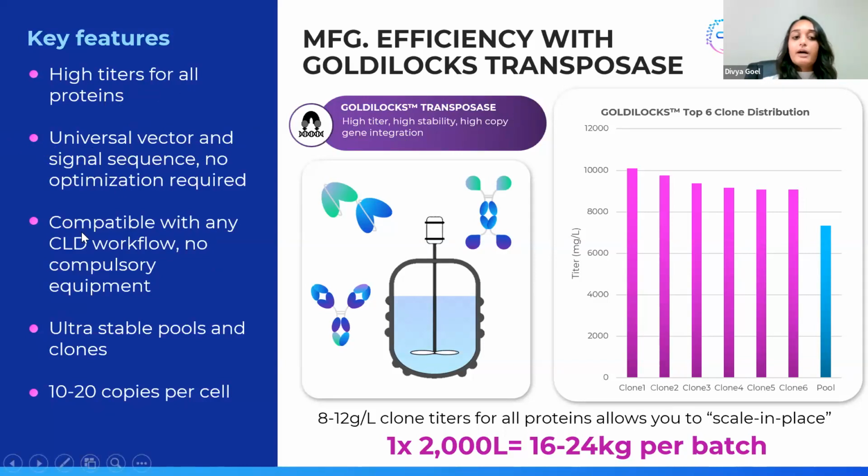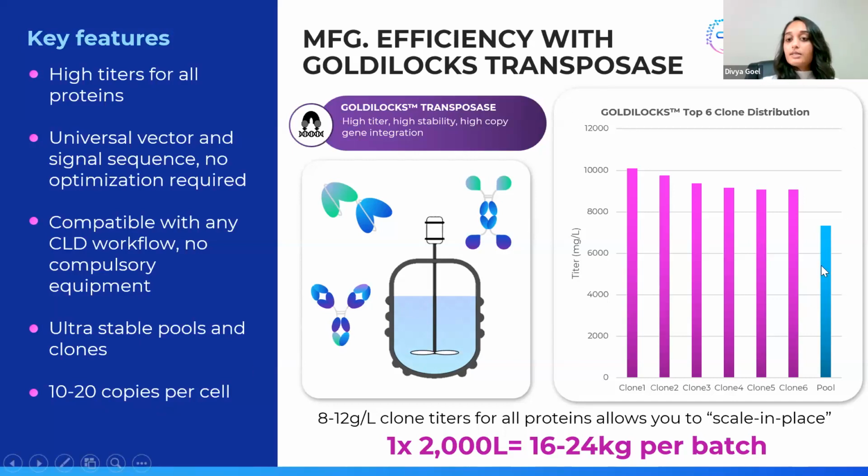Similarly, our cell line development workflow is extremely simple and compatible with almost any CLD workflow, so there's no need for any sort of compulsory equipment. We have done even basic limiting dilution subcloning, looking at 50 clones, and we've been able to identify extremely high productivity clones. Furthermore, the Goldilocks transposase confers very high stability to the resulting clones and pools, which allows for a lot of flexibility in development. Overall, since it is a question we are commonly asked, there are about 10 to 20 copies per cell. So not absurdly high, but somewhere kind of middle of the road.